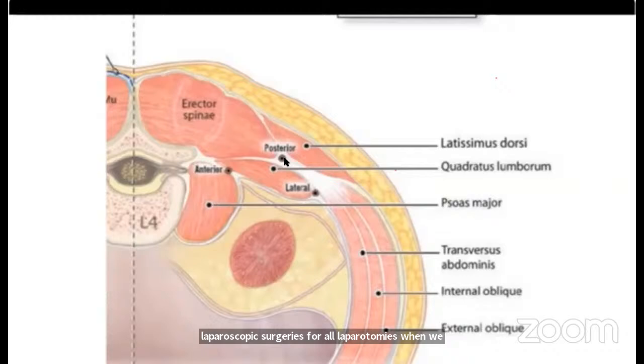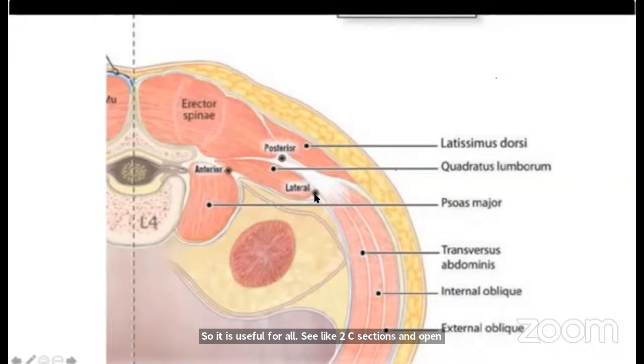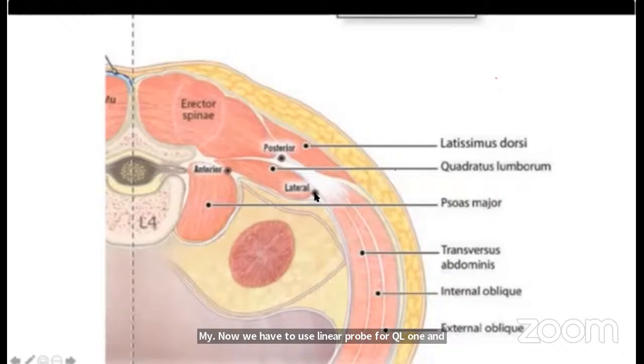When it comes to lateral QL, the efficacy is limited to the T12 and L1 area. So it is useful for all elective C-sections and open myomectomies. Now we have to use a linear probe for QL1 and QL2 and a curvilinear probe for QL3. Another important thing is that whenever we perform a QL block, it is always bilateral. If the surgery is laparoscopic surgery, we have to do a bilateral block.